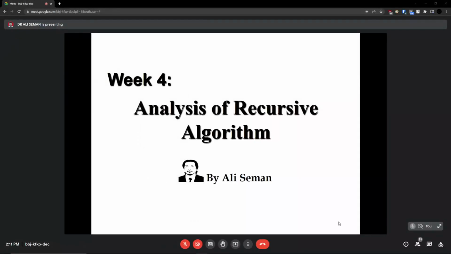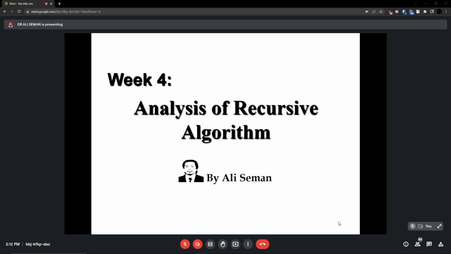Okay, we continue our lectures, still under the analysis. I think last week we had the first analysis for non-recursive algorithm or iterative algorithm. I do hope that you understand the concept, the idea, the implementation on how to do the analysis for the non-recursive or iterative algorithm.